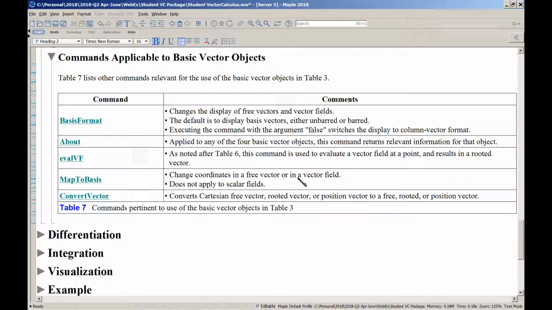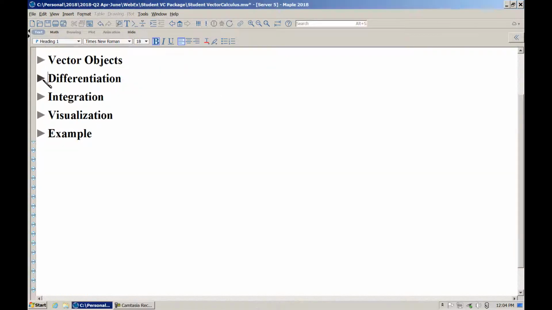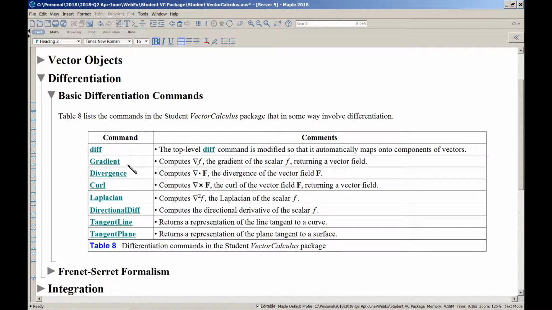For a vector field, it does the job of figuring out what happens to the basis vectors. And there is a convert vector command which will convert between free, rooted, and position vectors. Notice there's no mention of a vector field in here anyplace. Having created these vector objects, differentiation is one of the operations that you can apply to them. So let's see what the basic differentiation commands might be.